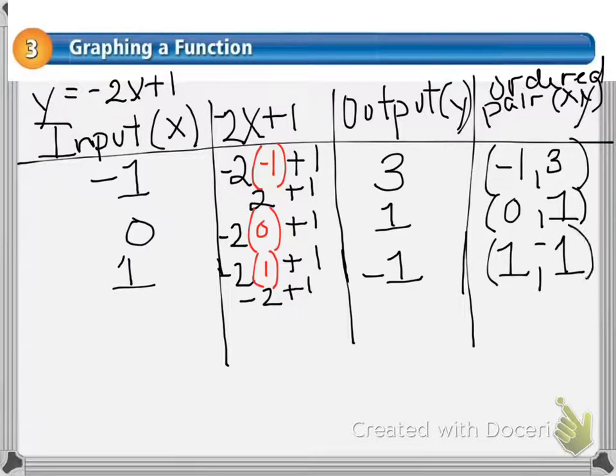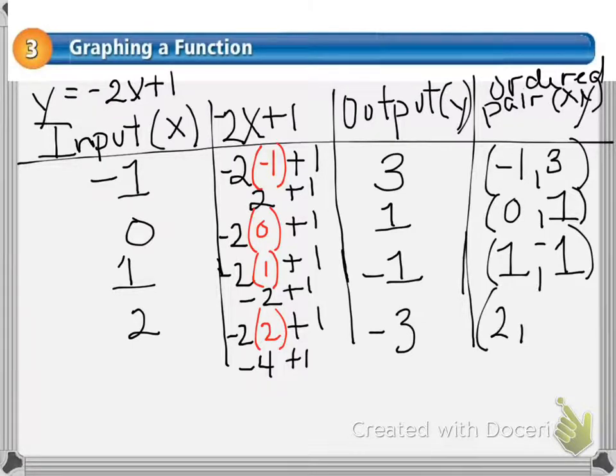That's our xy coordinate. The last number, let's put in a 2, and we'll say negative 2 times 2, and then plus 1. Well, a negative 2 times 2 is a negative 4, plus 1 is a negative 3. So our last coordinate is 2, comma, negative 3. So there we have our ordered pairs, and now let's go ahead and graph those ordered pairs.